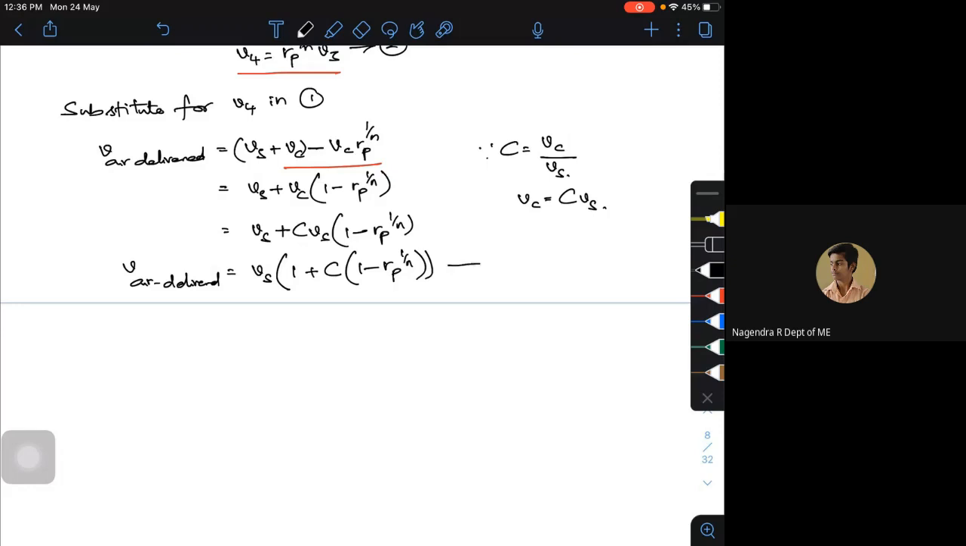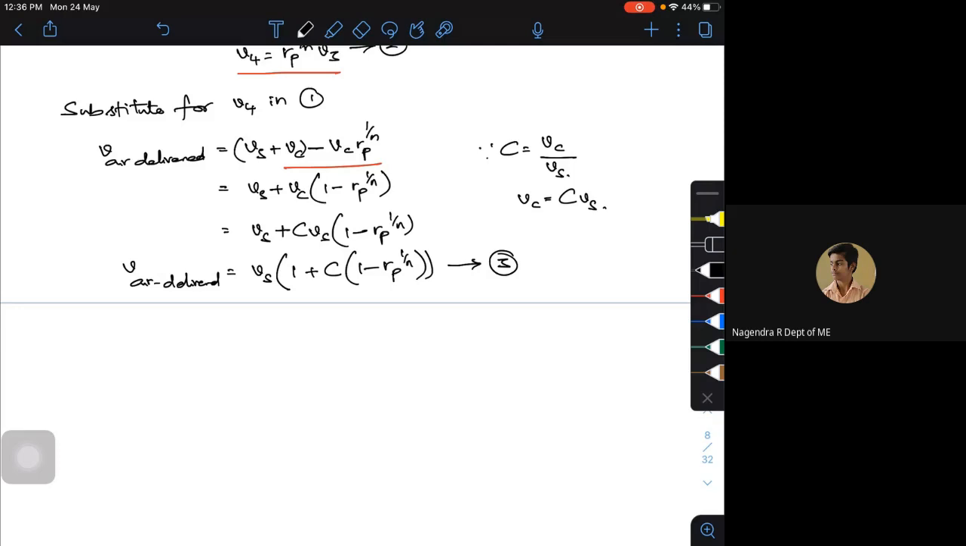So I call this equation number 3. Some books give the volume of air delivered with a minus sign, so Vs into 1 minus C into Rp to the power of 1 by n minus 1. You will end up with the same thing. Both ways are fine, so you retain whichever way you are given. Now we have got the expression for the volume of air delivered.